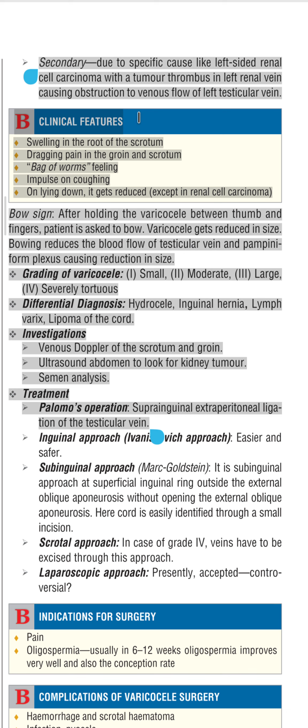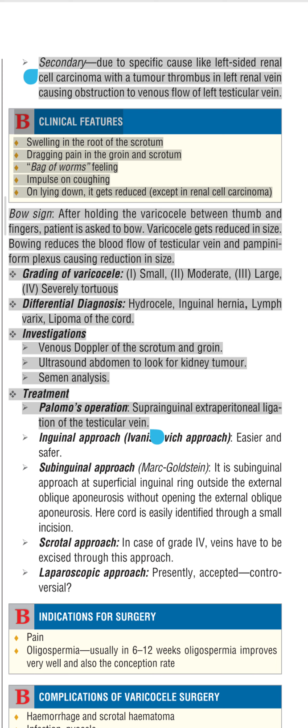Clinical features: swelling in the root of the scrotum, dragging pain in the groin and scrotum, bag of worms feeling, impulse on coughing, and on lying down it gets reduced, except in renal cell carcinoma. Bow sign: after holding the varicocele between thumb and fingers, the patient is asked to bow. The varicocele gets reduced in size. Bowing reduces the blood flow of the testicular vein and pampiniform plexus, causing reduction in size.